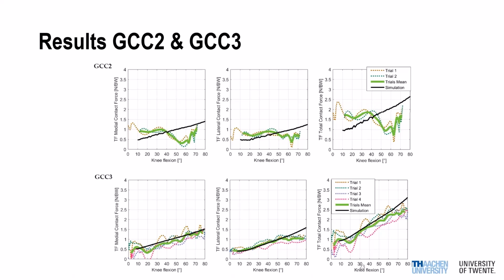So, here are the results. Looking at the first column, we see Grand Challenge Competition 2. In the left image is the medial contact force, in the center image the lateral contact force, and in the right image the total contact force. And annoyingly, here we are already a bit off. But on the other hand, if you look at Grand Challenge Competition 3, and you can see it for all trials, 4 trials in total, and in green the mean, our simulation covered the in vivo data quite well.